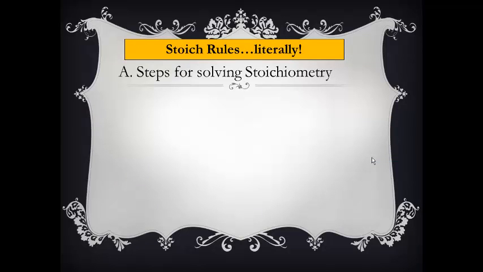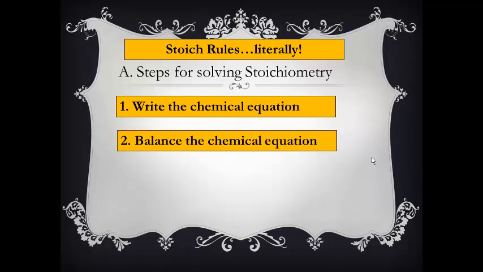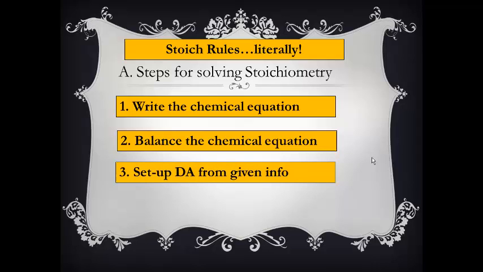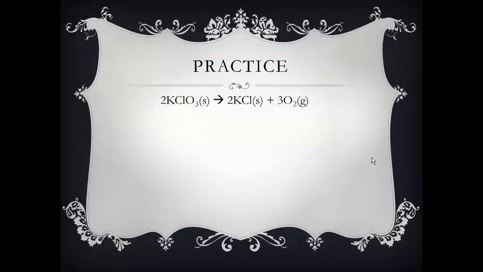Alright, quick review. Stoich rules. First, you gotta write the chemical equation. You gotta make sure it's balanced. Without the balanced equation, the ratios are all 1 to 1, which won't always be true. So you gotta make sure you balance the chemical equation. You gotta set up your DA from the given information. So whatever given you have, you gotta start with it. And the last thing is do it. Rock out with stoich. Make sure you use the periodic table for balanced equations. Make sure you use the ratios to go from one compound to another compound. And just do it.